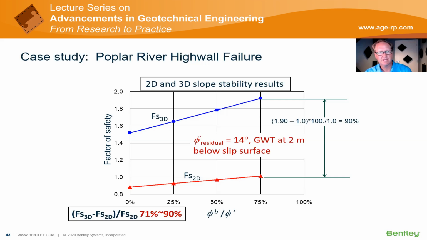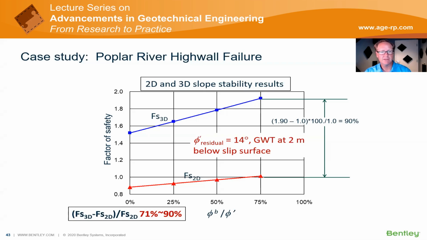And in reality, the slope was failing. So the best way to model this is to take the 3D model and weaken your material properties till this blue line drops down pretty close to 1.0 factor of safety. We didn't have time to do that in this case, but it's an interesting thing to note.